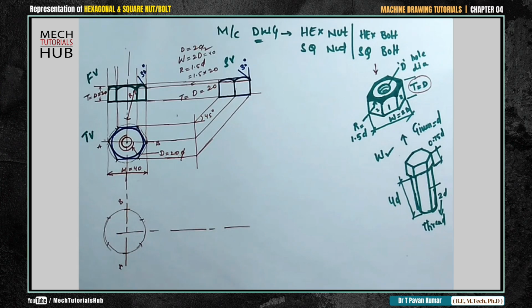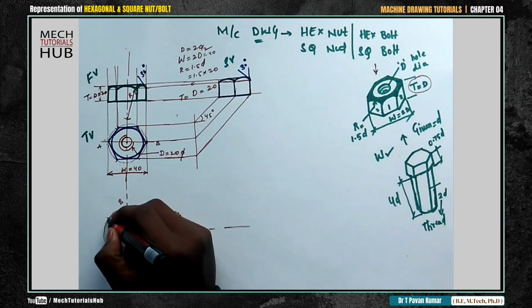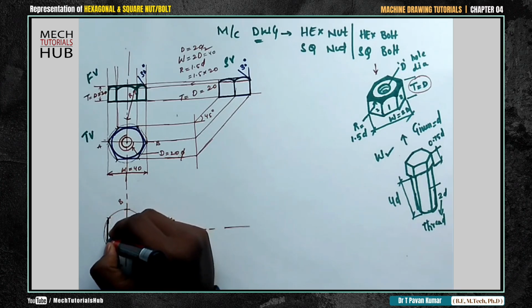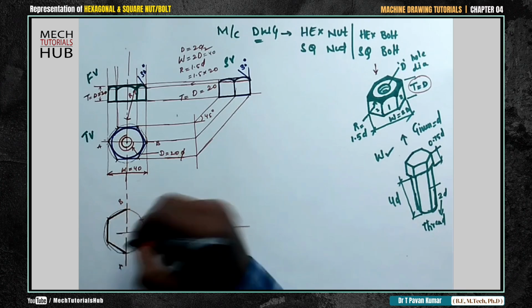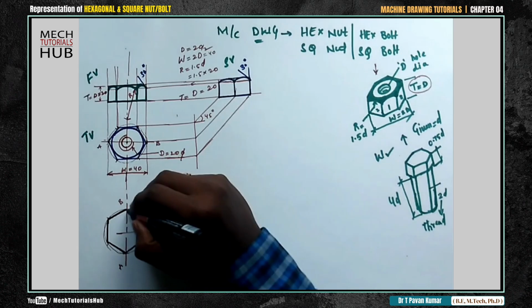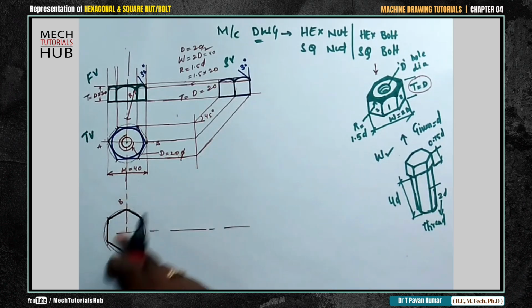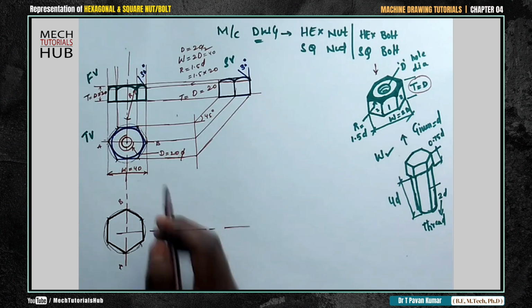With your HB pencil, darken the edges and join them all. 1, 2, 3, 4, 5 and 6. This is about a hexagon. Now other than this, you need to draw the shank level also. Now I'll take all the projections like the way we did to draw the front view of the nut.